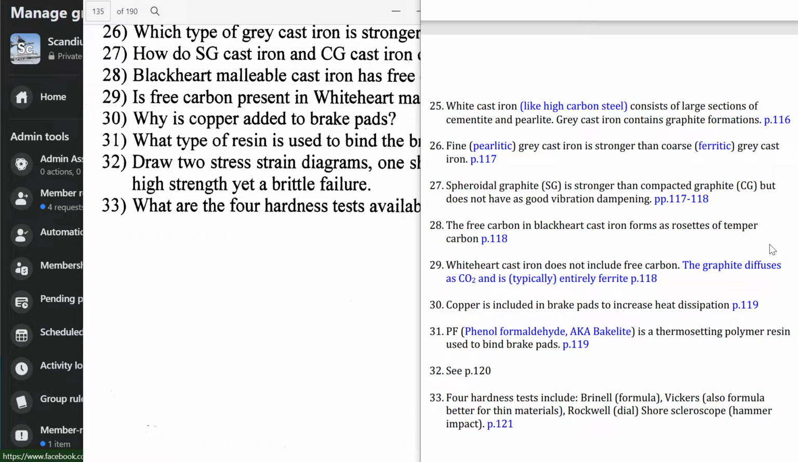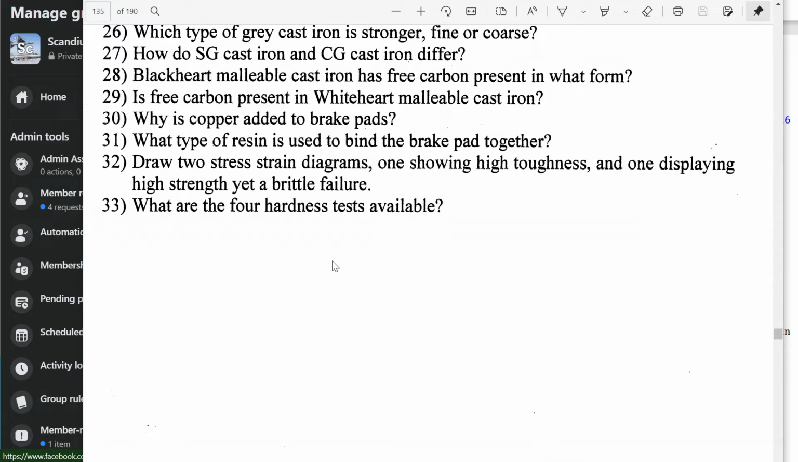Let's have a look at the answer. White cast iron does not include free carbon. Boom. Because it diffuses into carbon dioxide and it consists of typically entirely ferrite. Look at me knowing stuff. I mean, I have been teaching this for several years, but I don't really go through these answers all the time. This is like a COVID special.